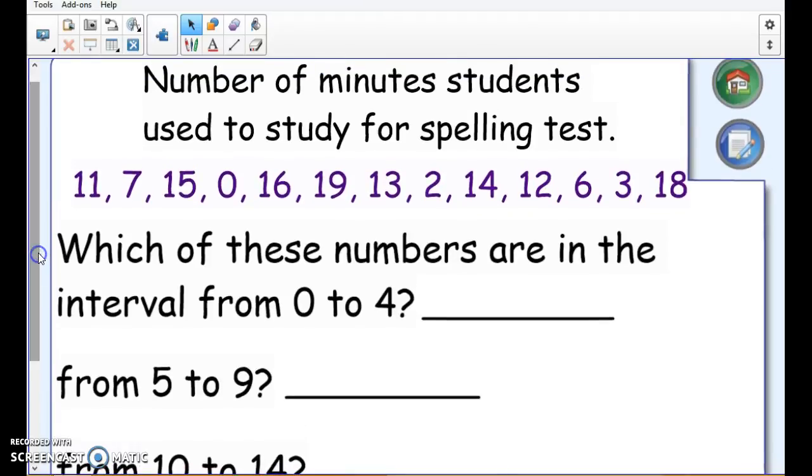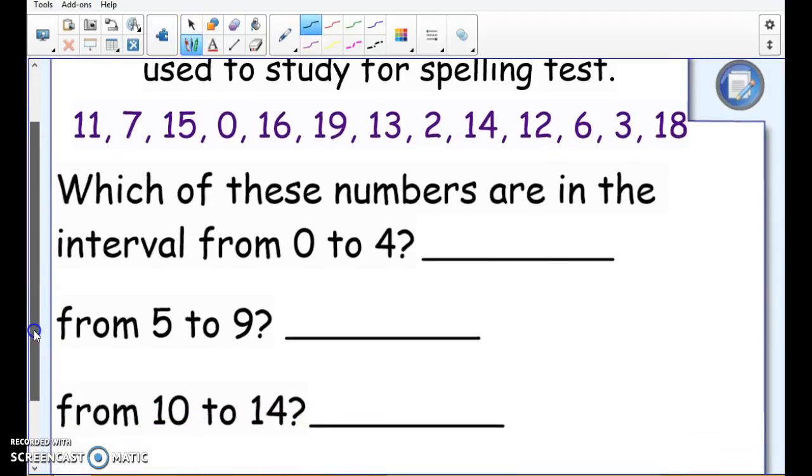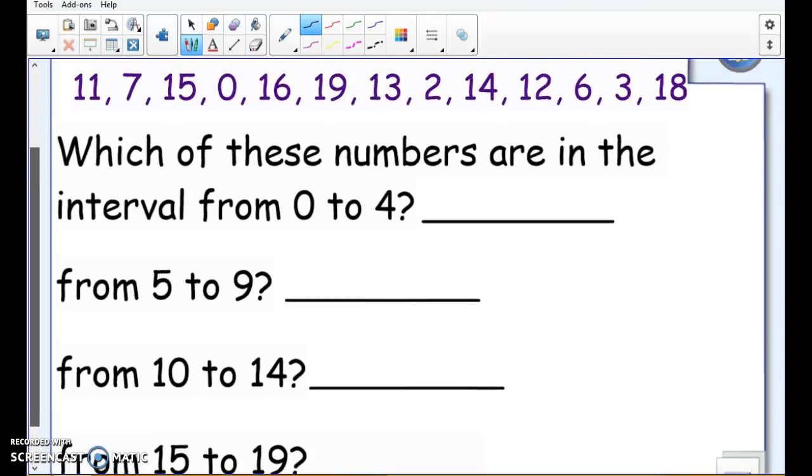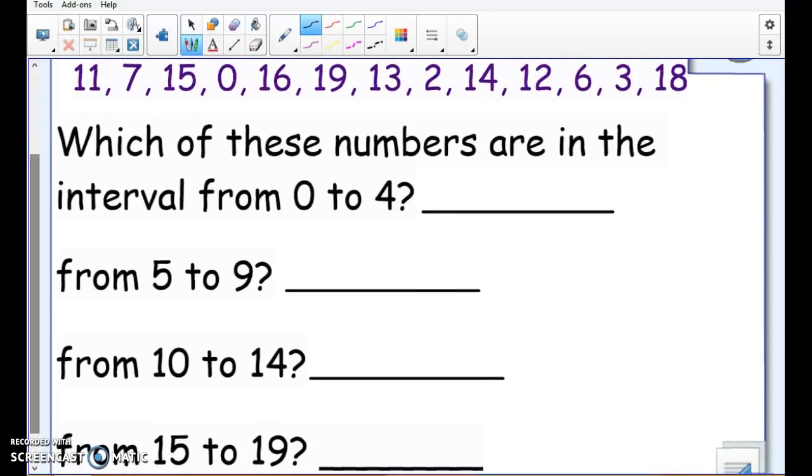So our intervals are going to be 0 to 4. They're asking for how many numbers fit in that 0 to 4, and then how many fit from 5 to 9, how many fit from 10 to 14, and then 15 to 19. A couple different ways to do this.